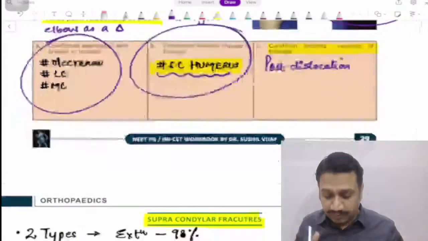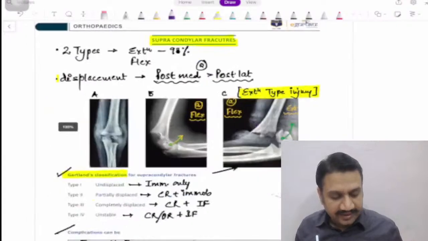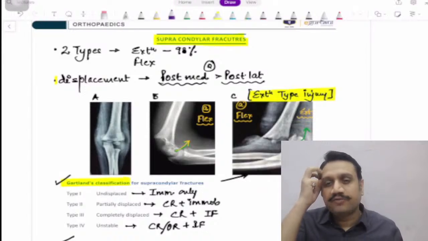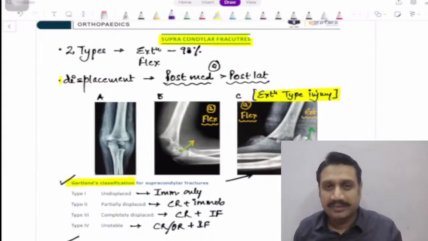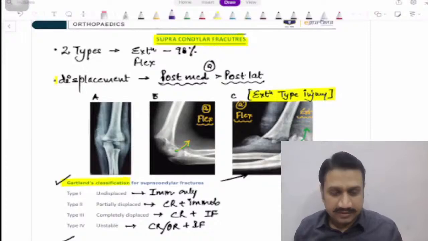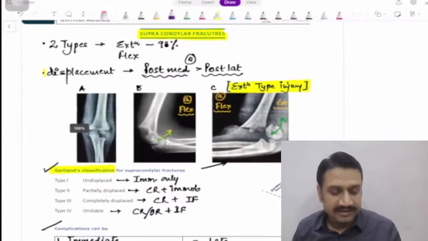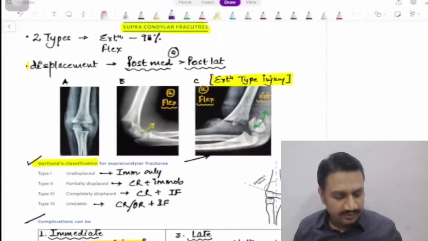Now, one of the most important injuries I want to tell you here is the supracondylar. It is very, very important from the clinical point of view, from the exam point of view, everywhere. Supracondylar injuries are of two types, you all know very well. You can see on the screen as well. They can be extension type or they can be flexion type.